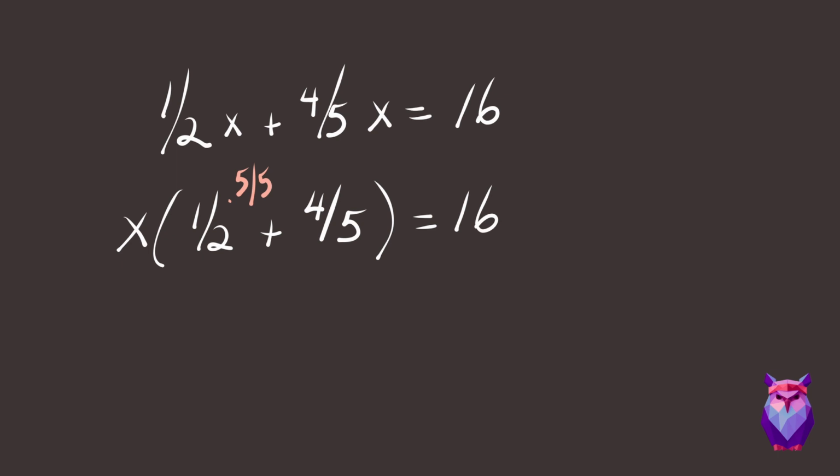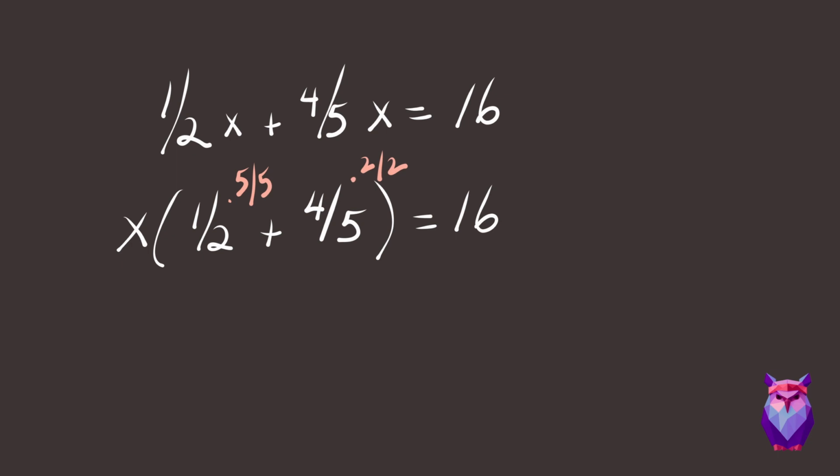I won't change the actual value of the fraction. 1/2 times 5/5 equals 5/10. 5/10 is the same as 1/2. Similarly, if I multiply 4/5 by 2/2, that's the same as multiplying it by 1. 4/5 times 2/2 equals 8/10. 8/10 is the same as 4/5. I've just changed the denominators, so now I can add these two fractions together.